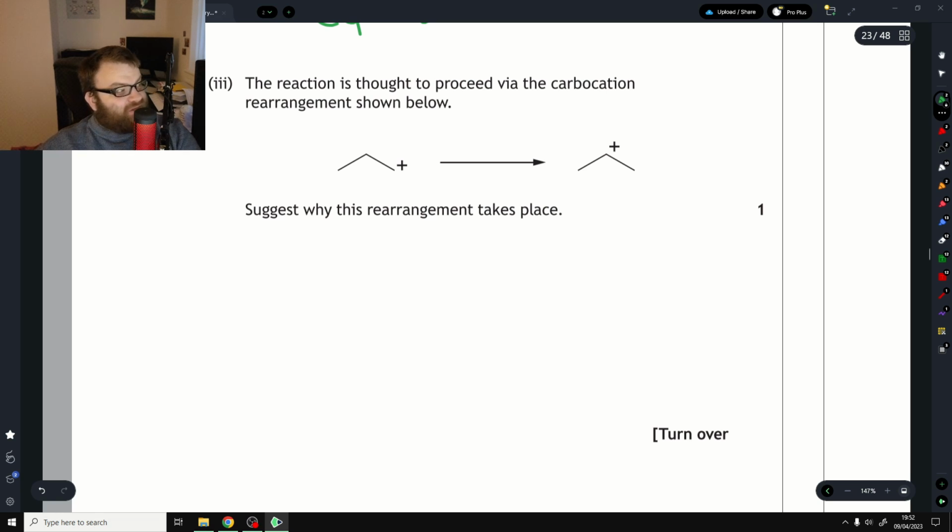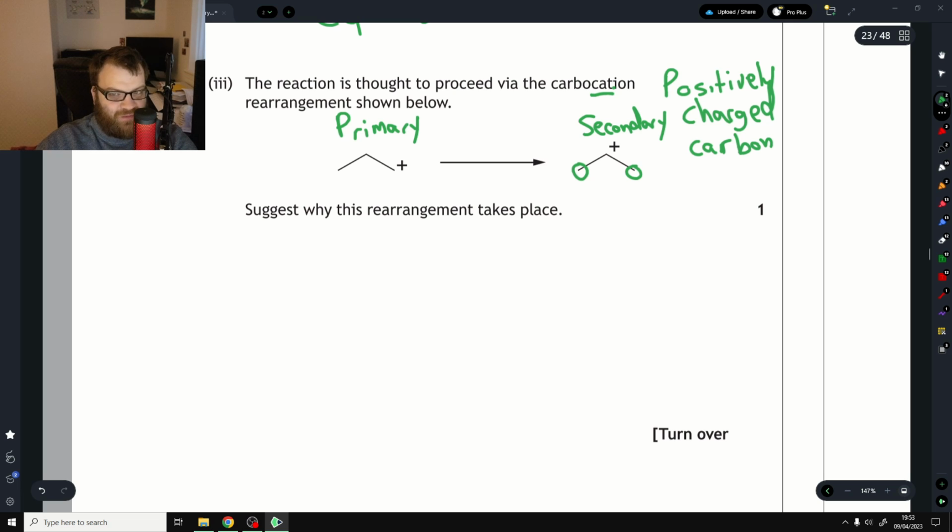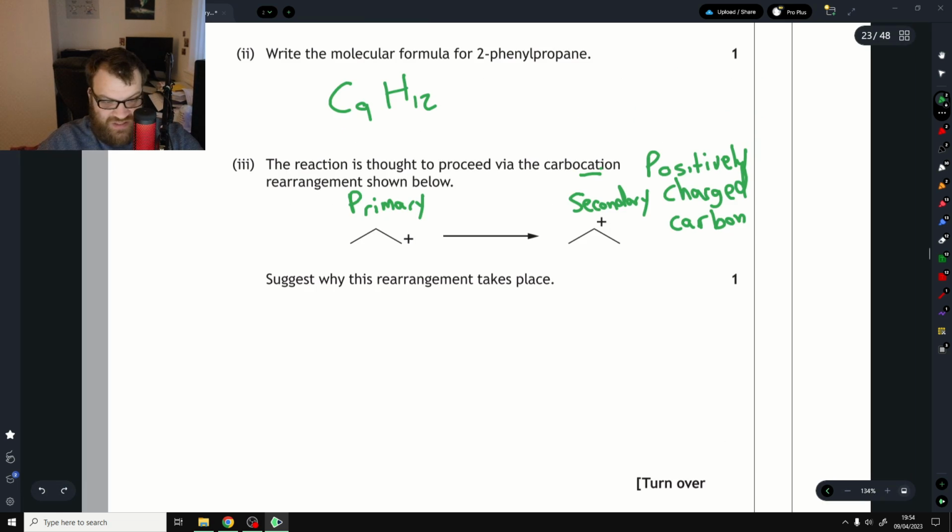In this one here, we need to think about stability, and it's the stability of a carbocation. It's a positively charged carbon that's involved in this one. Here we've got this on at the end, which makes this a primary carbocation. And in this one here, we have a secondary carbocation. Because it's attached to carbons, that will help stabilize the carbocation. In the rearrangement that takes place, the more stable carbocation is favoured.